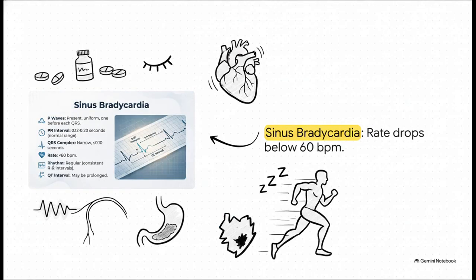This right here is a happy, healthy electrical system. But apply Step 5 to this next rhythm, and you'll immediately notice the rate has dropped below 60 beats per minute. This is sinus bradycardia. The rhythm is still regular, but it's slow. Now, this can be completely normal in highly trained athletes or when you're sleeping, but it can also be caused by beta blockers, vagal stimulation, or even an inferior wall myocardial infarction.